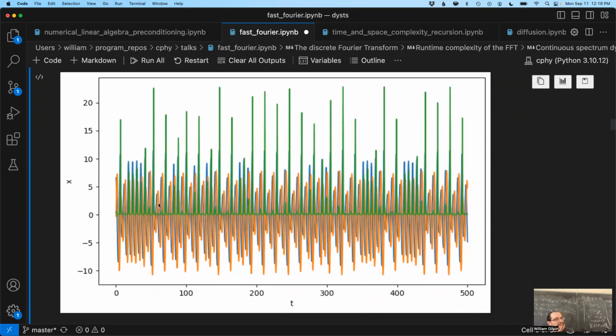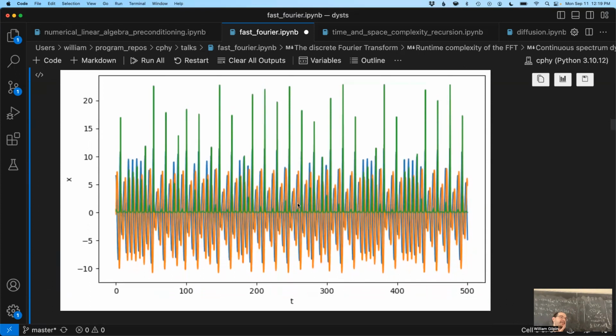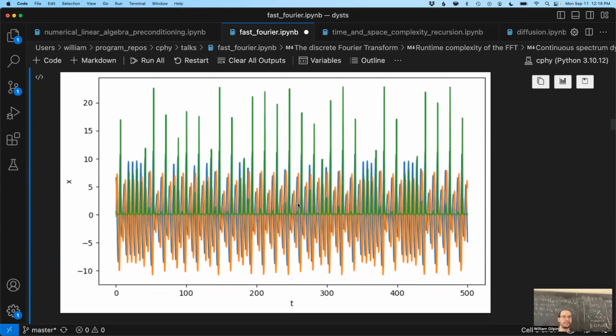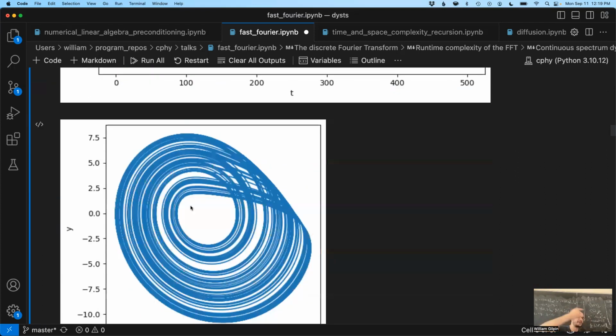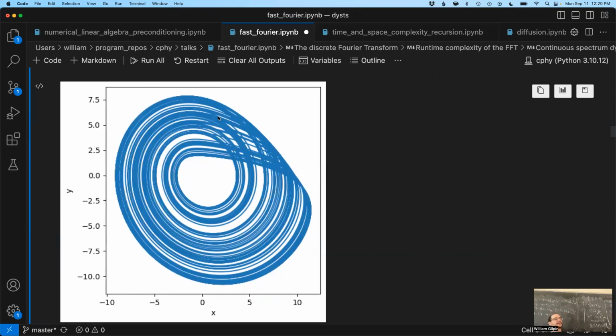Okay, so these are my 3 variables over time, but because I have more than one dynamical variable, it's usually helpful to plot them against one another. So here I'm going to take 2 of my variables. There are 3 total, but I can only draw 2 in 2 dimensions, and I'm just going to plot them. And it turns out that the attractor of this system looks like this.